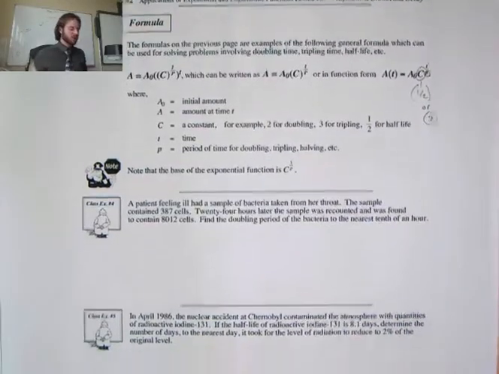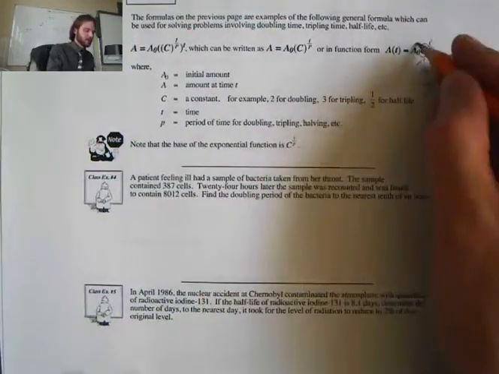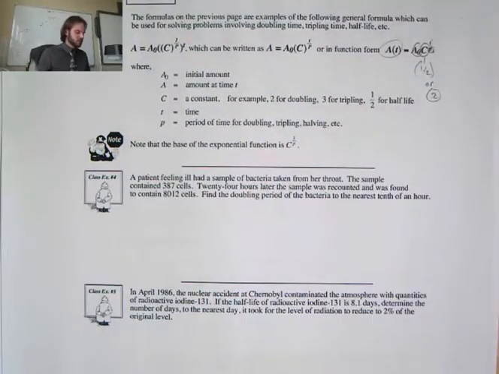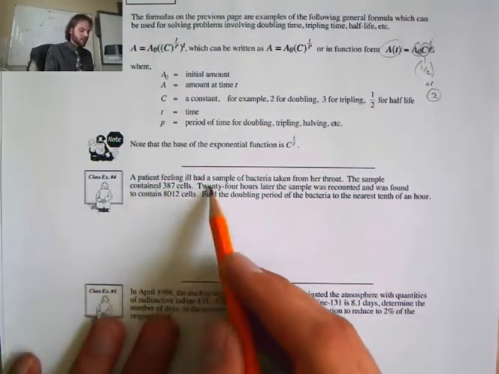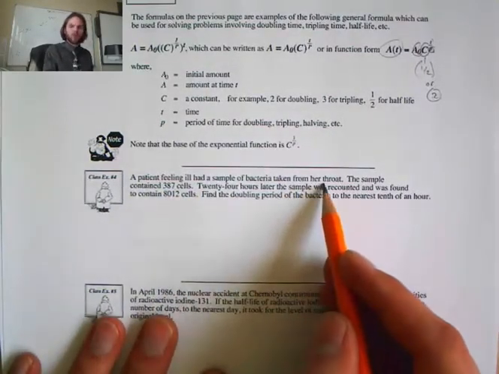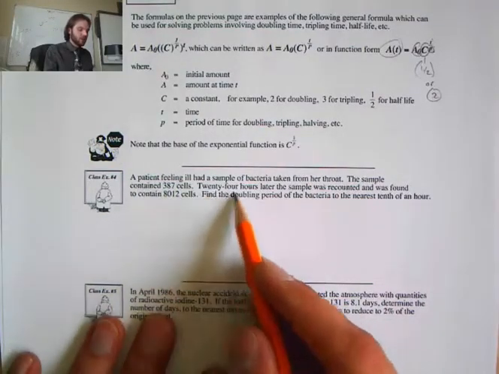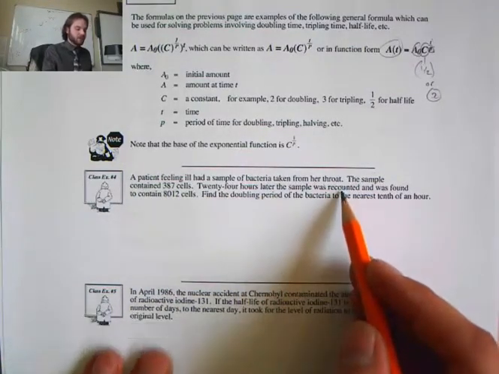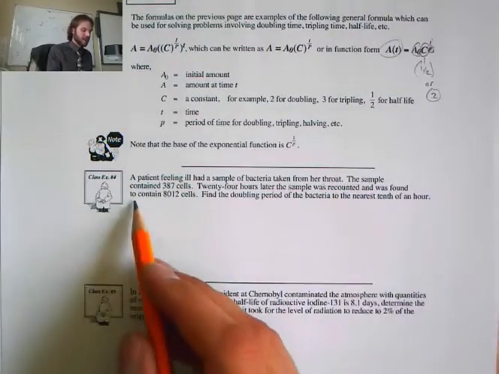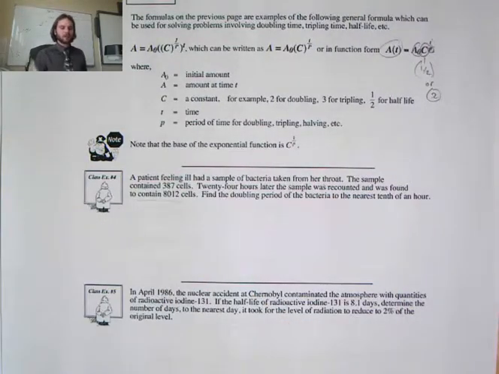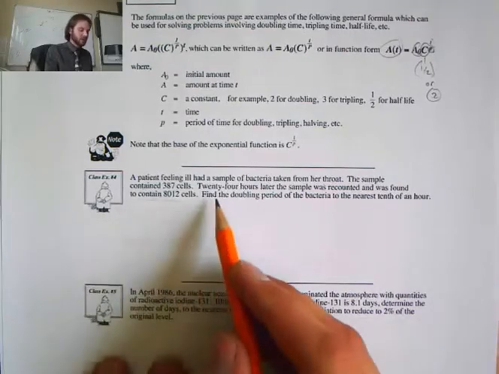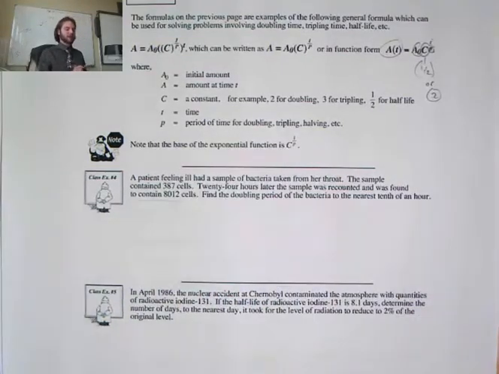I'll explain to you with our first example here. This is my initial, this is my final. It says, a patient feeling ill had a sample of bacteria taken from her throat. The sample contained 387 cells. 24 hours later, the sample was recounted and found that it contained 8,012 cells. Find the doubling period of the bacteria to the nearest tenth of an hour.